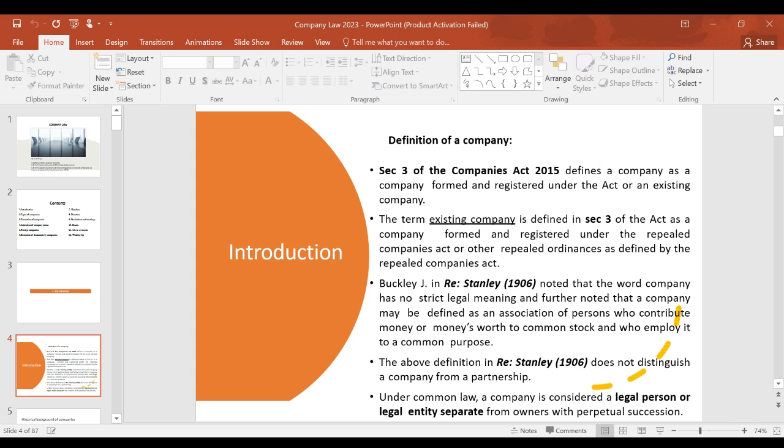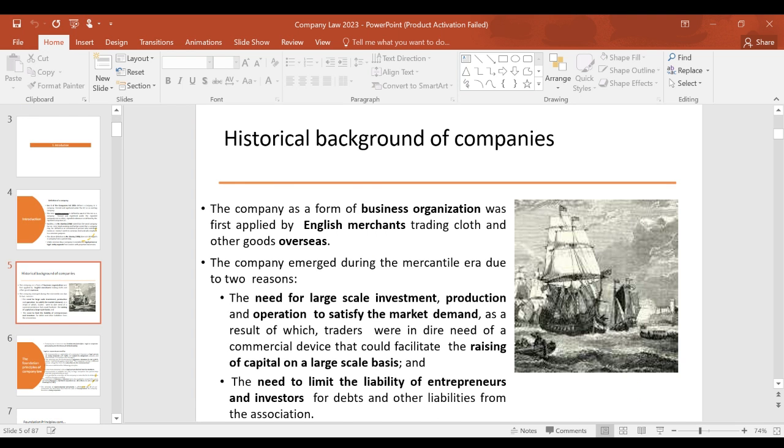Under the common law, a company is considered as a separate legal person and it is perpetual in its existence. That means even at the death of a member, a company cannot die. Now, let us look at the background of companies.